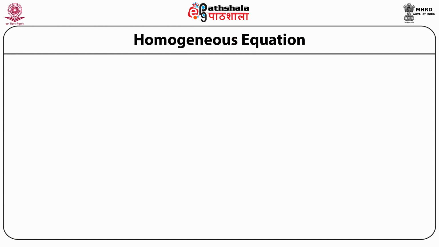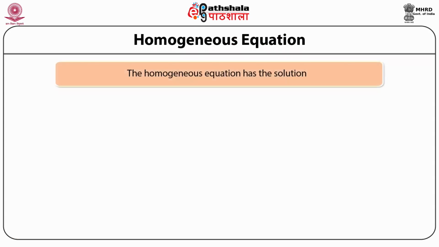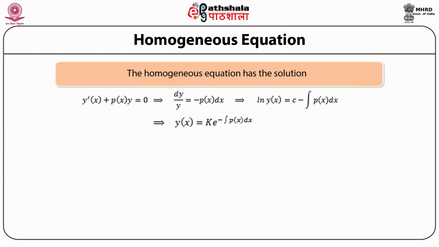We now discuss linear homogeneous equations. Let us look first at the homogeneous equation y'(x) plus p(x) y is equal to 0. On rearranging the terms, the equation can be expressed in the form dy/y is equal to minus p(x) dx. On integrating, we obtain ln y(x) is equal to c minus the integral of p(x) dx, where c is the constant of integration.